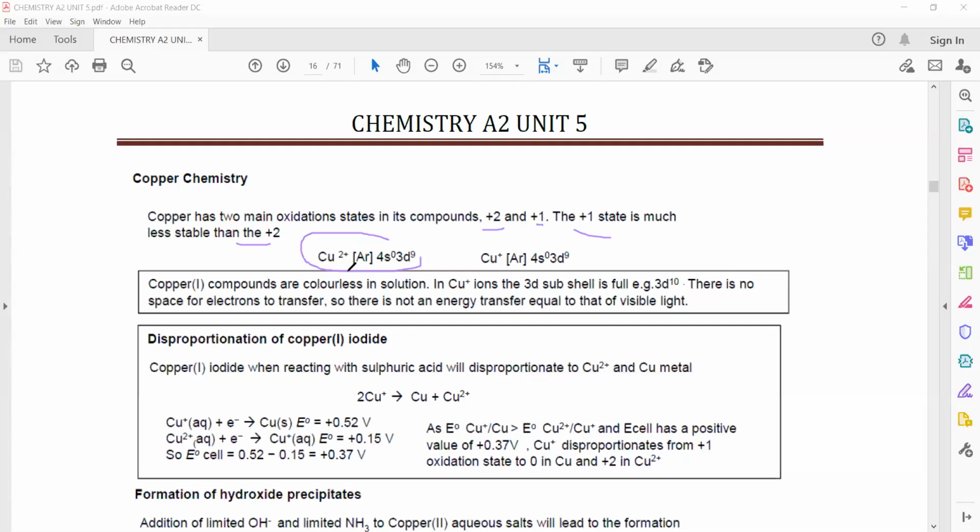If copper is plus 2, till argon it is the same, then from the last shell it will lose 2 electrons. If copper is plus 1, in the last shell it will lose 1 electron. Normally copper 1 compounds are colorless in solution. And for copper 1 ions, the 3D subshell is full. Example, 3D is 10. There is no space for electron transfer, so there is no energy transfer equal to the visible light.